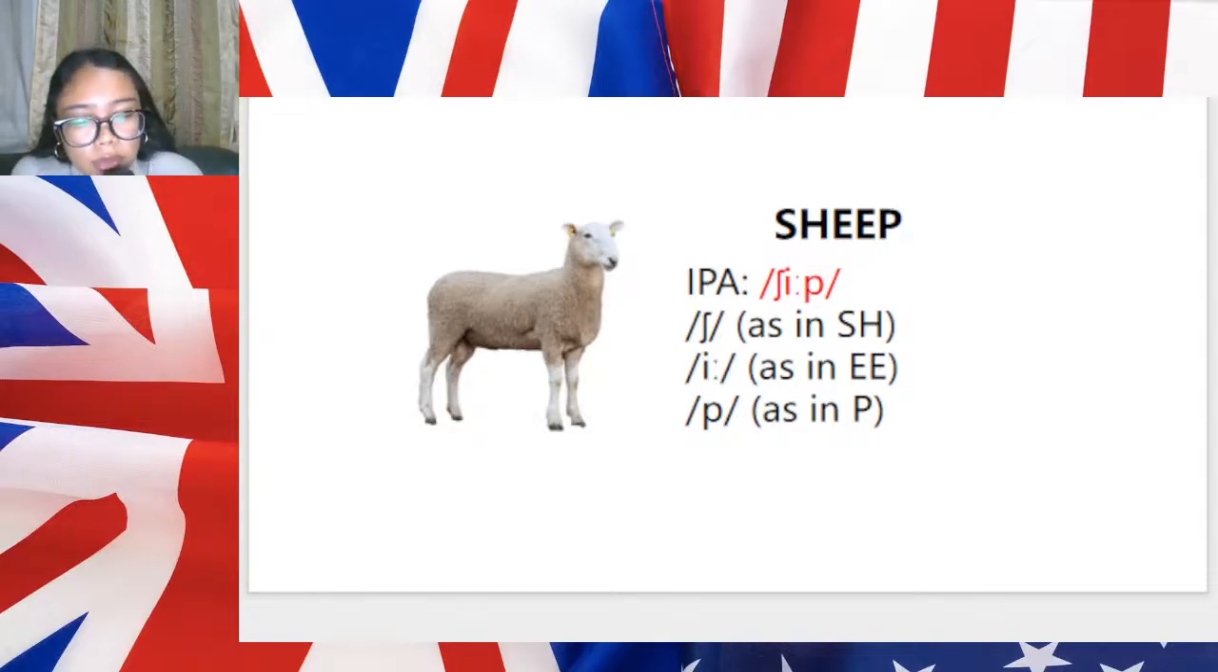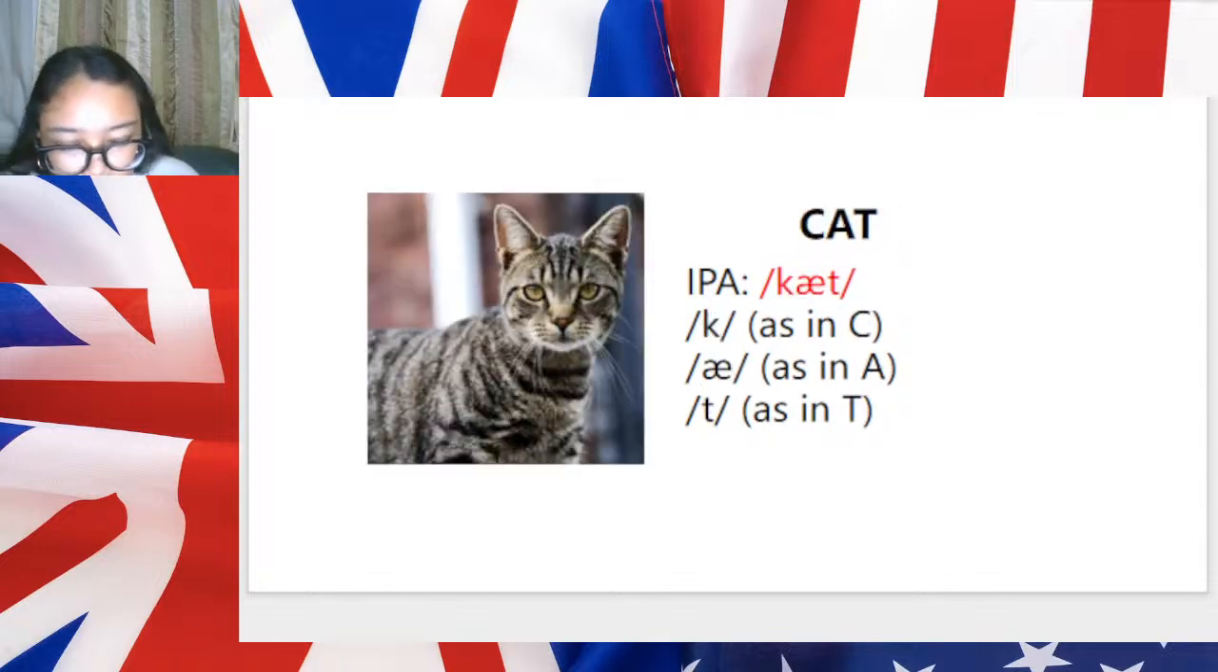Okay. So for today's session, we're going to focus on short and long vowel sounds. Actually, there's a separate topic for that.